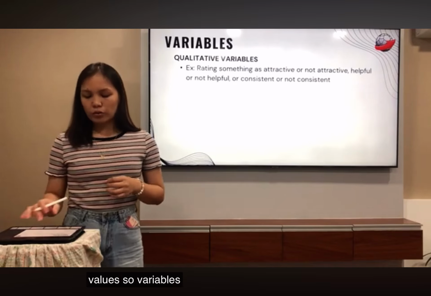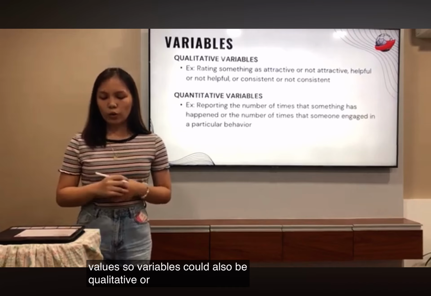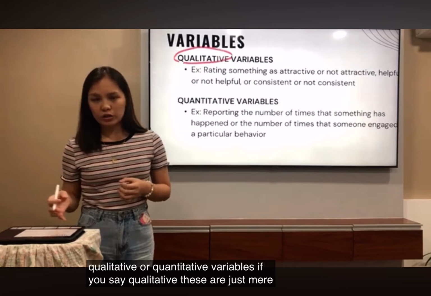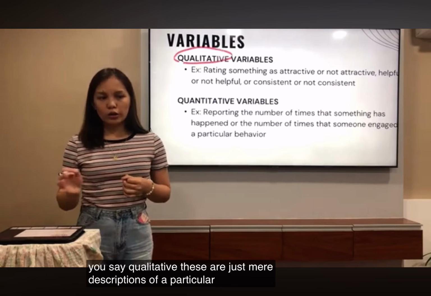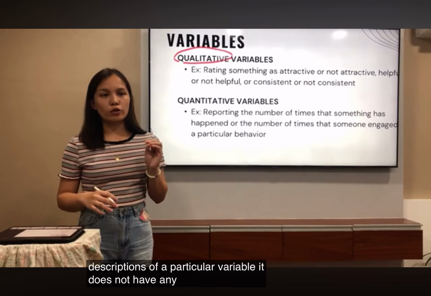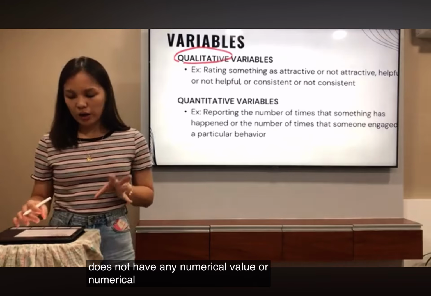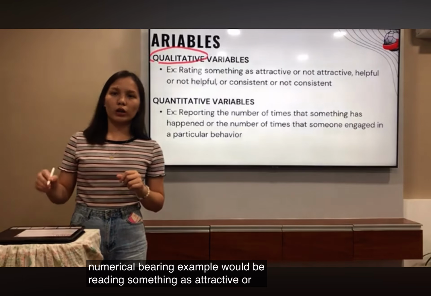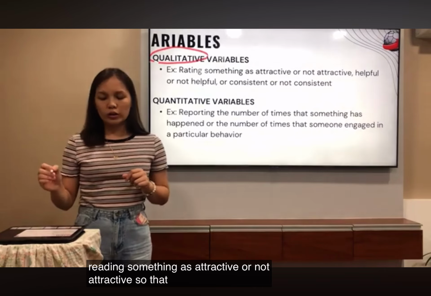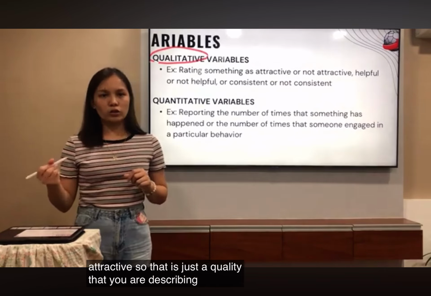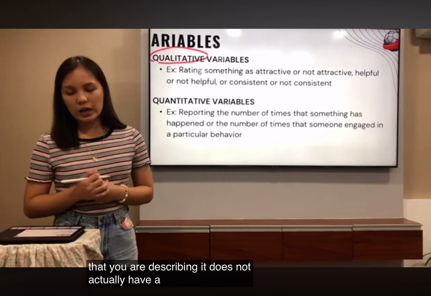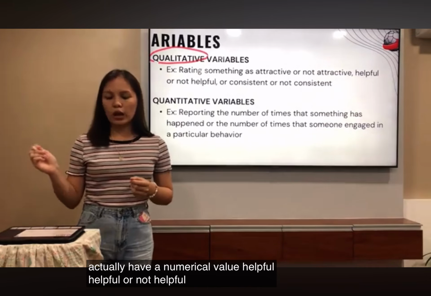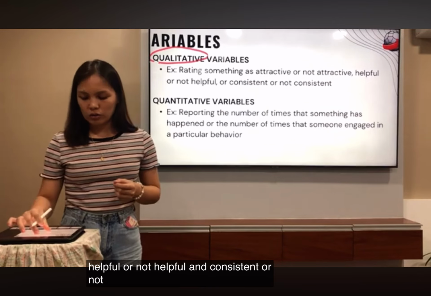So variables could also be qualitative or quantitative variables. If you say qualitative, these are just mere descriptions of a particular variable. It does not have any numerical value or numerical bearing. Example would be rating something as attractive or not attractive. So that is just a quality that you are describing. It does not actually have a numerical value. Helpful or not helpful, and consistent or not consistent.